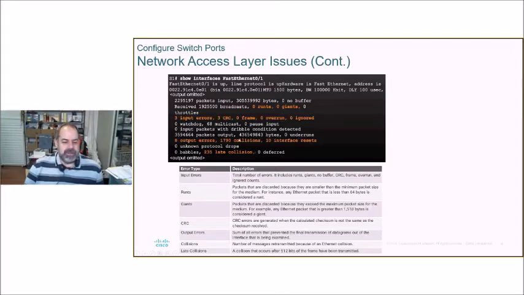This is terrible. So a late collision means it happens after the first 512 bits. If you remember from Introduction to Networks, there's a minimum frame size, and that's 64 bytes, which is about 512 bits. And so that's where all collisions should start. If there are late collisions, it probably means that there's a really bad and long cable in there that's longer than the standard supports. And so, yes, we've certainly got a problem with this.